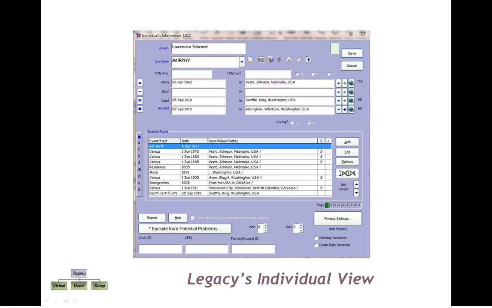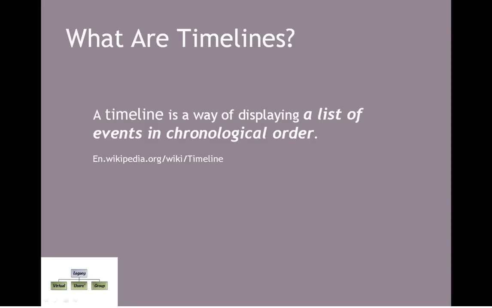Now, that's all well and good to have all this information, but how do we place all this information in context? Well, that's the point of timelines. A timeline is a way of displaying a list of events in chronological order. And timelines are used to help understand events and trends, and are especially useful in studying history, as they convey a sense of change over time.